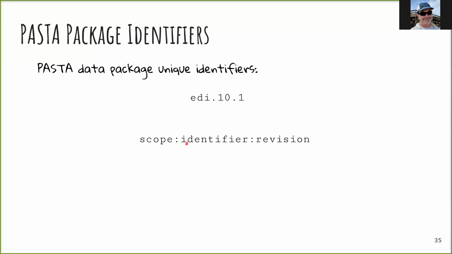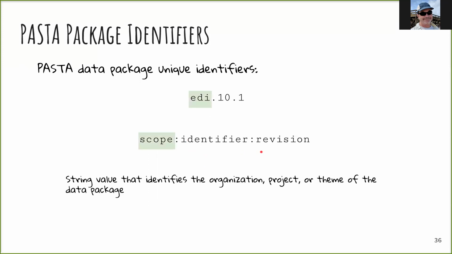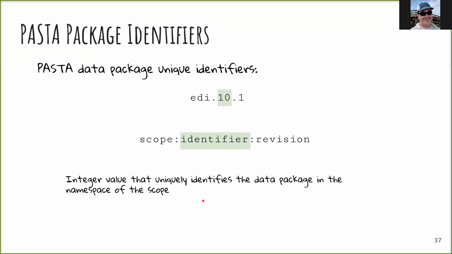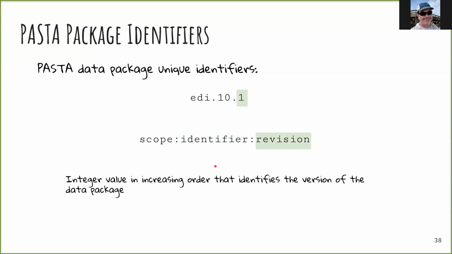That identifier is broken into three components. There's a scope component, the identifier component, and the revision. The scope component itself is simply a string value, and that string identifies, say, the organization or the project or the theme of the data package itself, and may have broad bearing across a number of data packages in the system. The identifier is an integer value. That integer value uniquely identifies that data package within the namespace of the scope. And this is kind of the accession number, if you would, in some of the other data repositories that you may be familiar with.